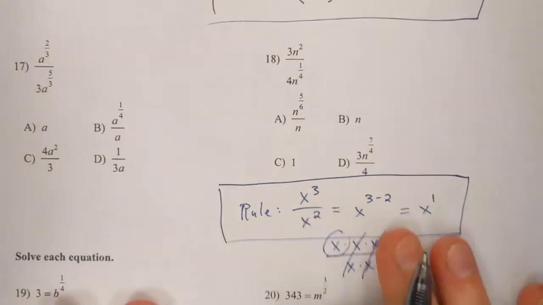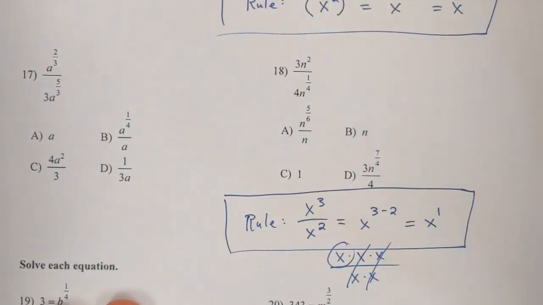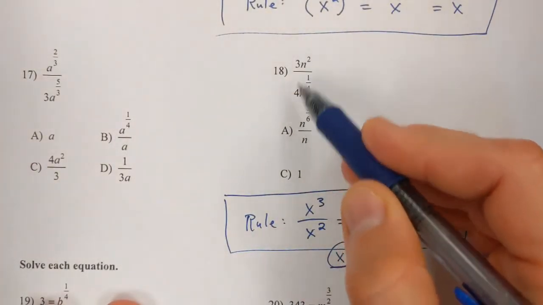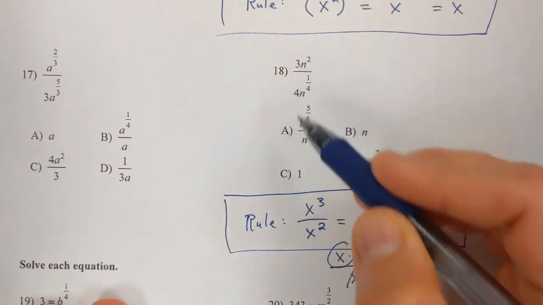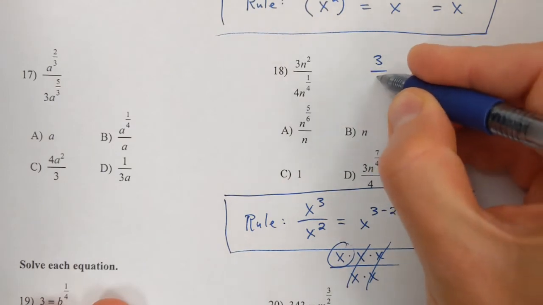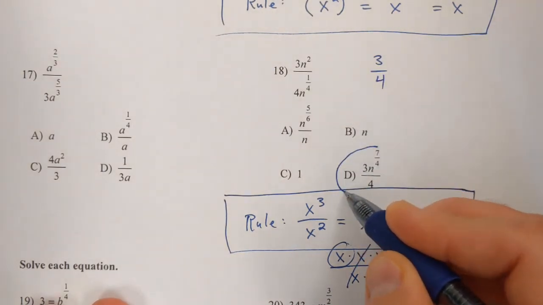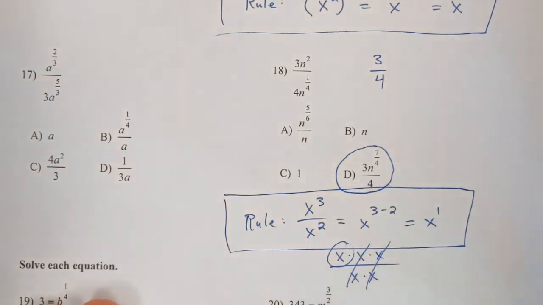Okay, but let's use this rule now. Let's use that review to help us answer question 18. So here, the coefficients I'm going to just treat as normal numbers. 3 divided by 4, well, that can't be simplified. I'm just going to leave the fraction 3/4. And by the way, yes, they made this really easy. They're giving away the answers.